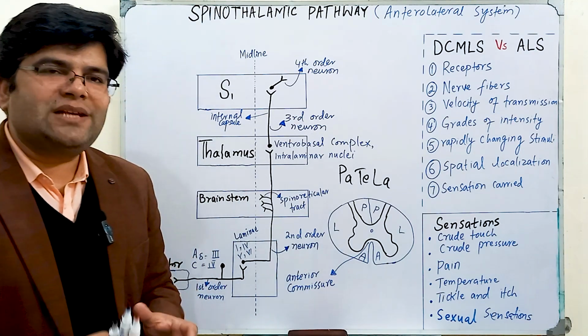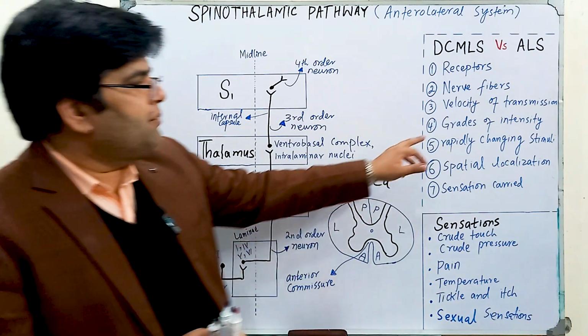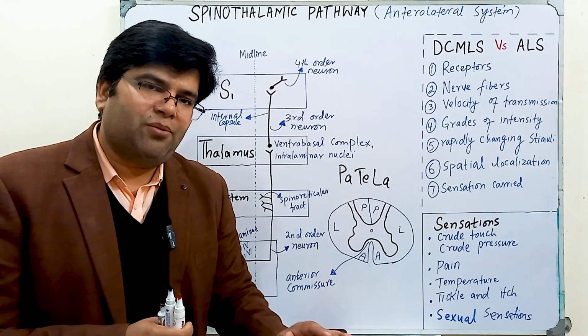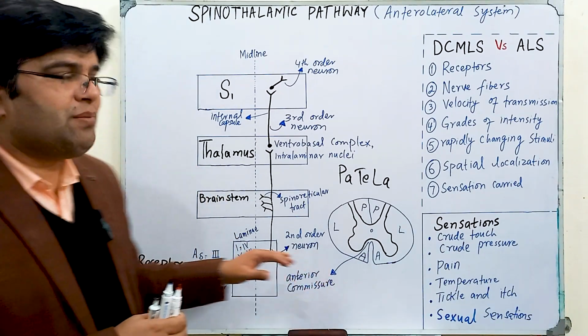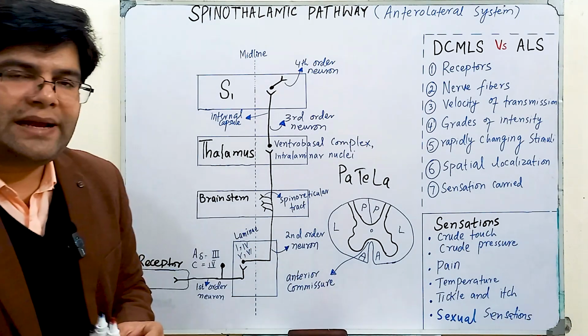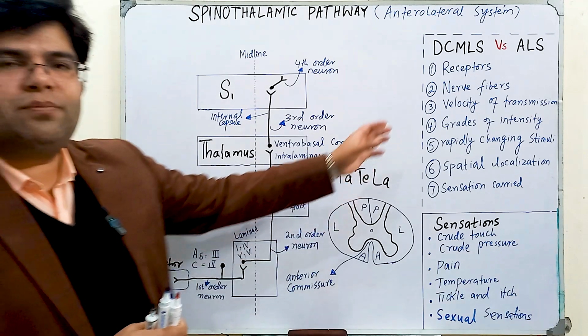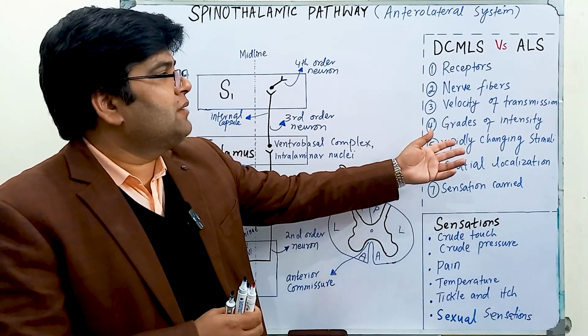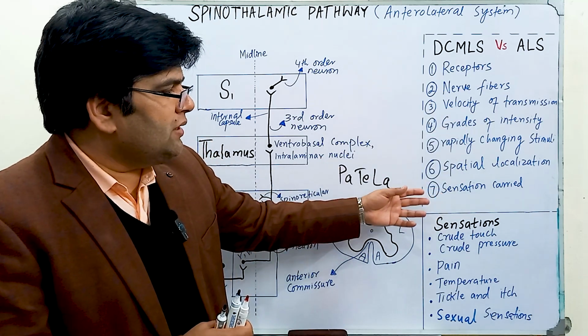The dorsal column pathway carries those sensations which require perception of fine grades of intensity, like light touch, light pressure. But the sensations carried by the spinothalamic pathway do not require perception of fine grades of intensity of a stimulus. The dorsal column pathway can appreciate rapidly changing stimuli like vibrations, but not the spinothalamic pathway.